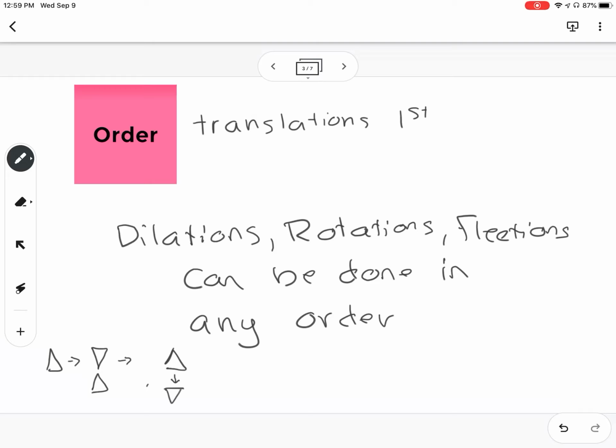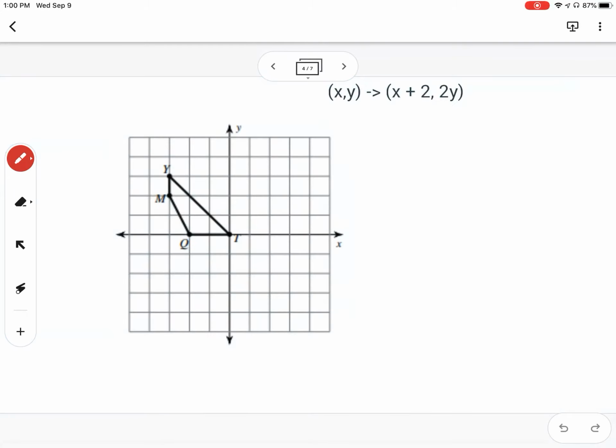Right? Or if I reflected first and then I rotated it, see, we ended up in the same place either way, right? So it doesn't matter which order you do. But generally, it's a good idea to translate first and then do the other three. Right? Okay, so we're going to start looking at some examples.